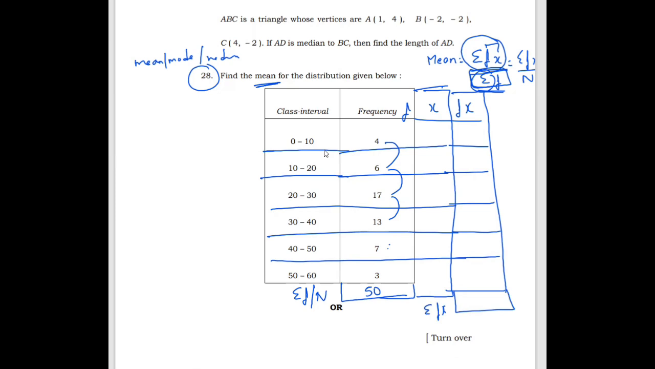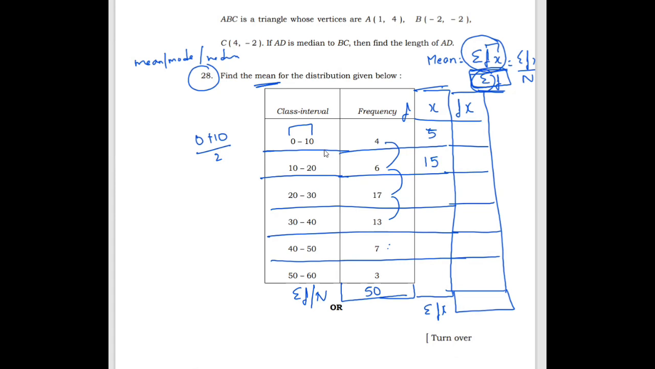So what is x? Remember, x is the midpoint of 0 and 10, what comes? It is 5. If you don't understand, what to do? Add both: 0 plus 10 by 2. So 10 by 2 is 5. Next, 10 to 20, what is the middle number? It is 15.